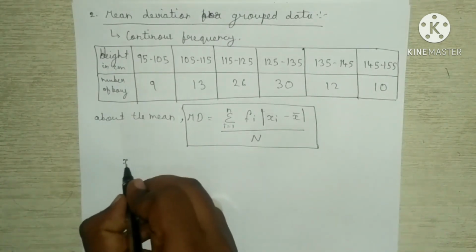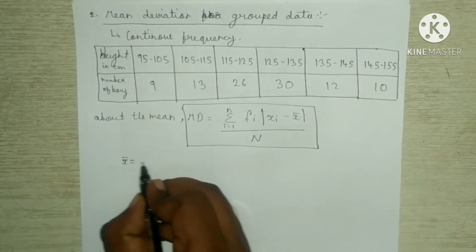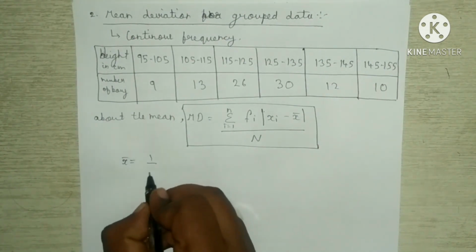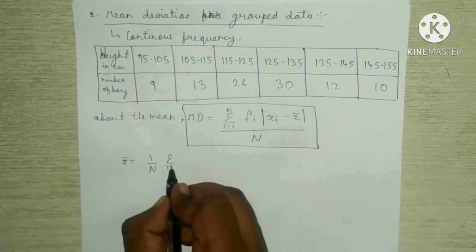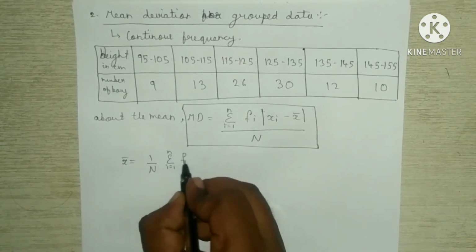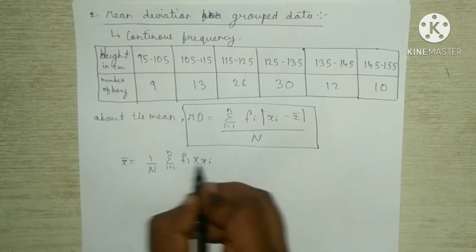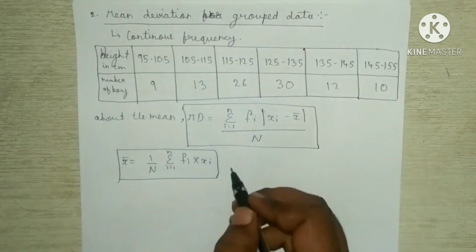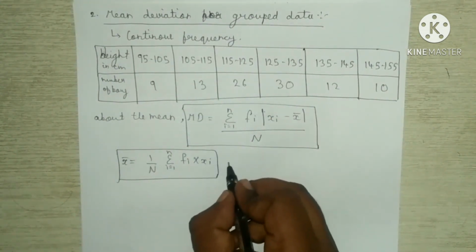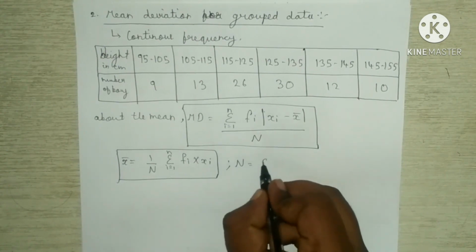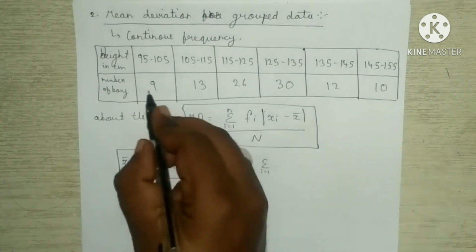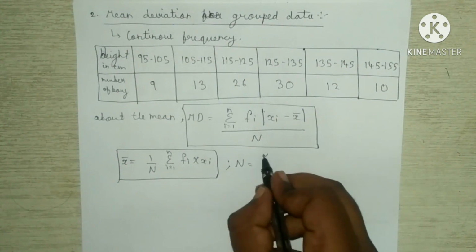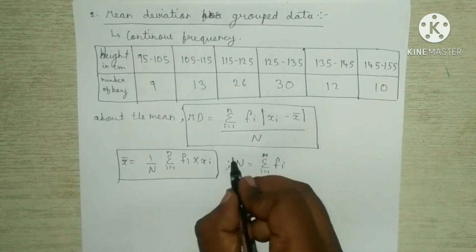Where the x bar formula is equal to 1 by capital N, summation i varies from 1 to small n, fi into xi. X is not given in this question, you need to find it by the middle term. N is nothing but the sum of frequency. By adding all these frequencies, you will get one number that is nothing but N.